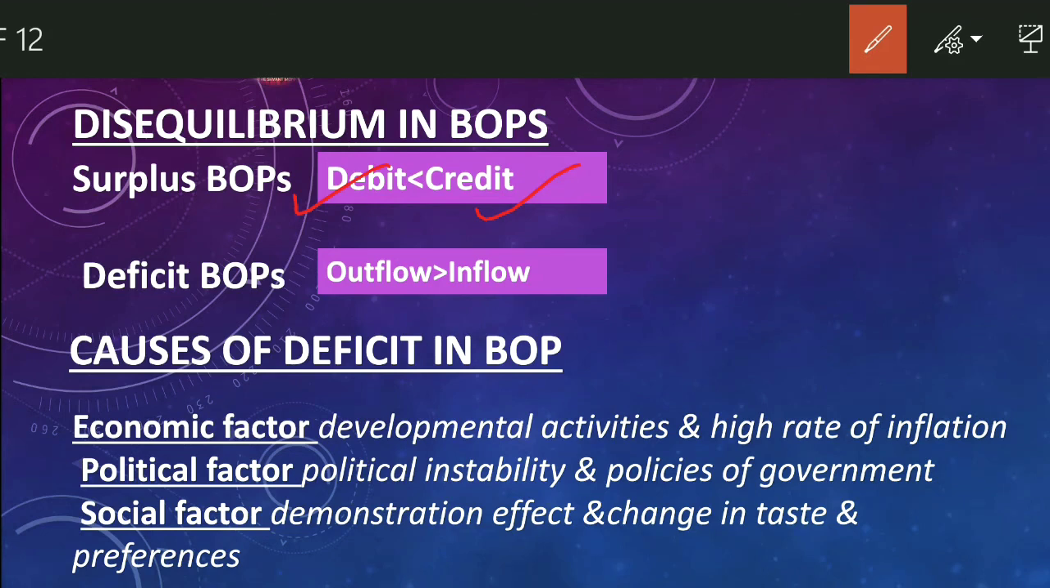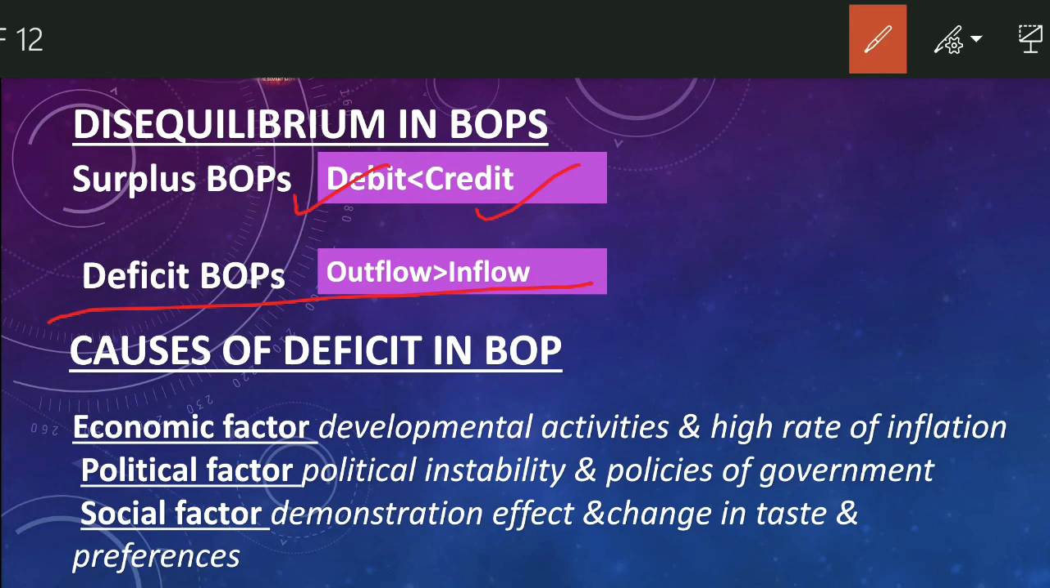In other words, when the inflow of foreign exchange is more than its outflow, balance of payments is in surplus or it is favorable. Now talking about deficit in balance of payments, it refers to a situation when outflow of foreign exchange is more than its inflow. That is, when outflow of foreign exchange is greater than the inflow of foreign exchange. Now let's talk about the causes of deficit in balance of payments. There are various factors which are responsible for it, like economic factors. Economic factors include developmental activities. Developing countries depend on the developed nations for import of goods.